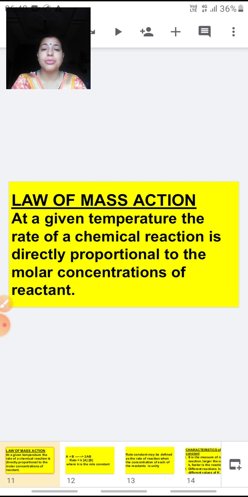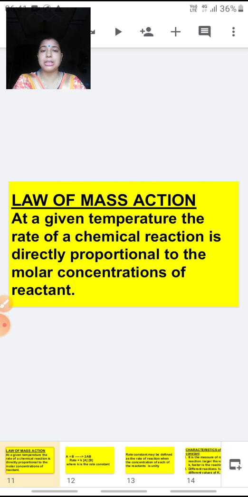Today we'll be starting with the next topic, that is the law of mass action. This law of mass action will tell you how we can get the rate law expression. You have learned the law of mass action in the previous class, in the topic electrochemistry also.